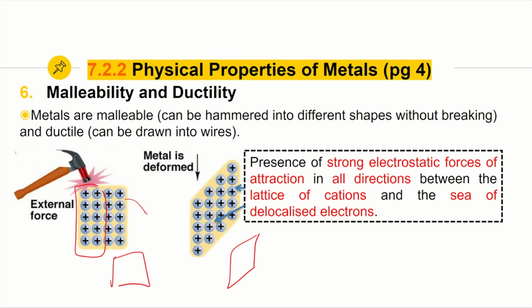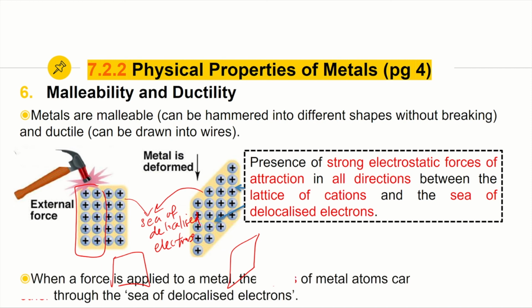It will not shatter into pieces because this yellow portion is your sea of delocalized electrons. They are still surrounding the positive lattice ions and ensuring that they are still in one piece. They don't break apart into different pieces. And this strong electrostatic force of attraction is in all directions, so they will not repel, because plus and minus will still attract each other.